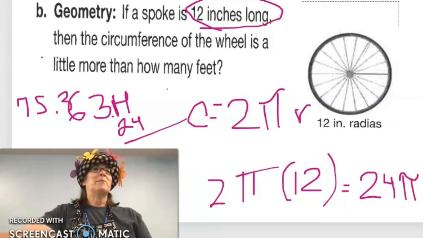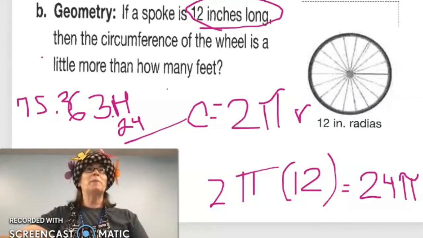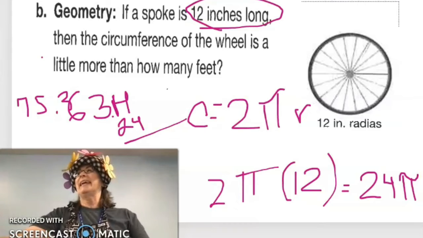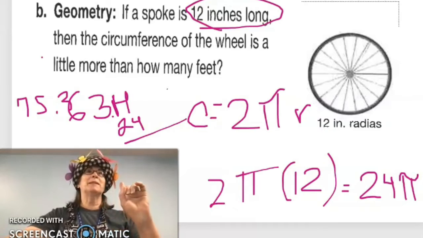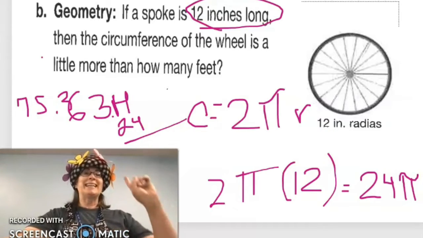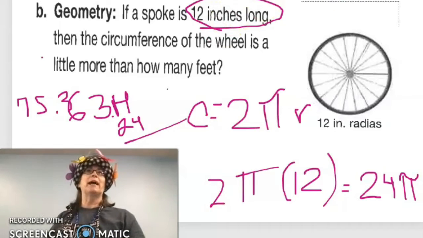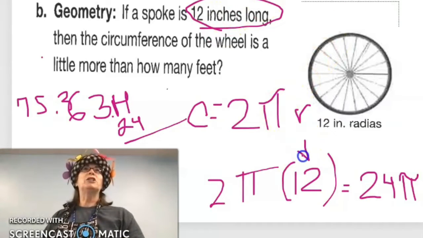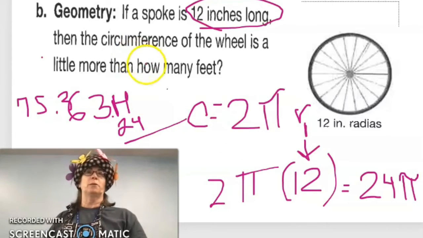Listen. It's in inches, and then it goes to feet. So what should we have done right back here? We should have said that 12 inches was 1 foot. Then we would have had 2 pi, and it would have been a much easier problem.